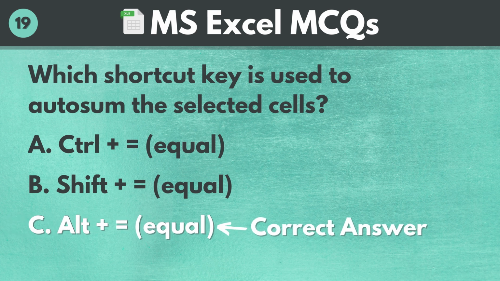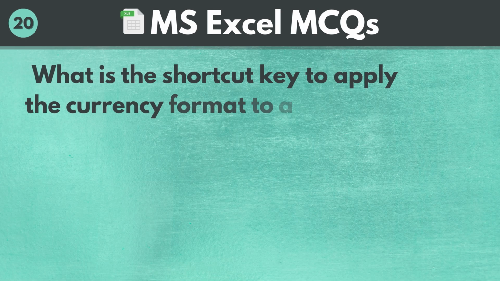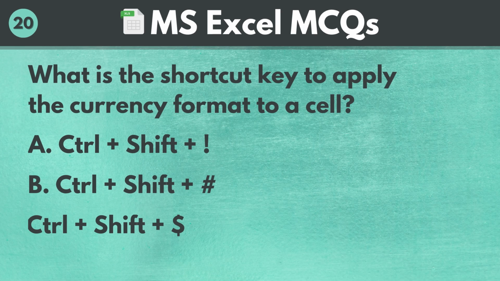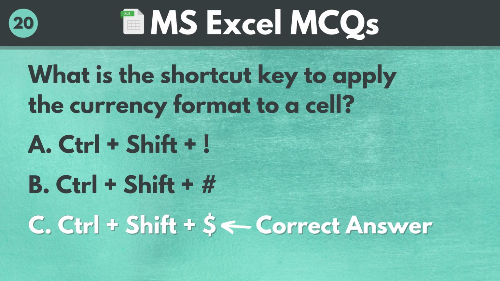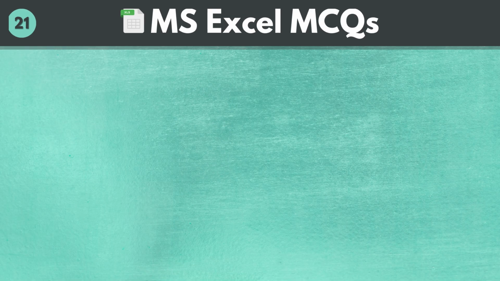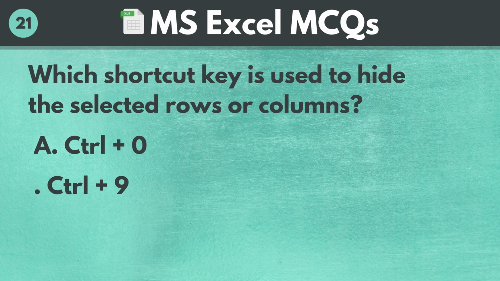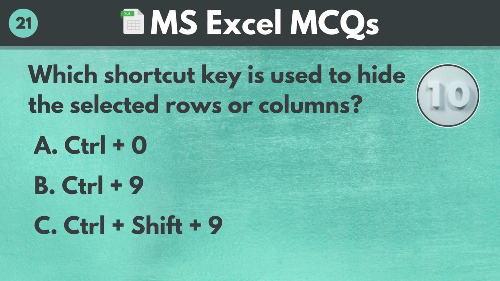It is Alt plus equal sign. What is the shortcut key to apply the currency format to a cell? It is Ctrl Shift plus dollar sign. Which shortcut key is used to hide the selected rows or columns?